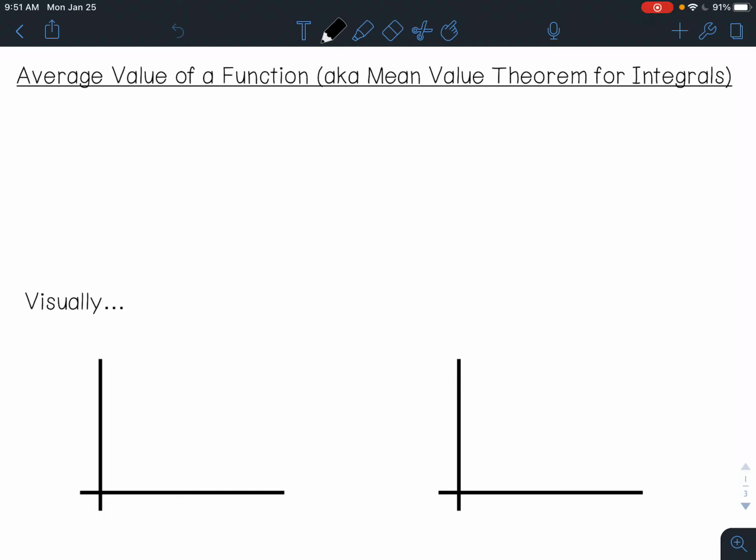So back when we were talking about derivatives, we talked about the mean value theorem and finding the average rate of change over an interval, and how if the function was continuous and differentiable over that interval, there was at least one x-coordinate inside that interval where the tangent line slope was equal to the secant line slope, right? But there's a mean value theorem for integrals as well.